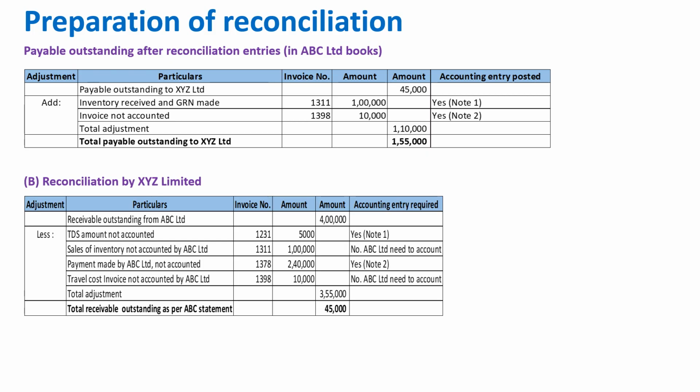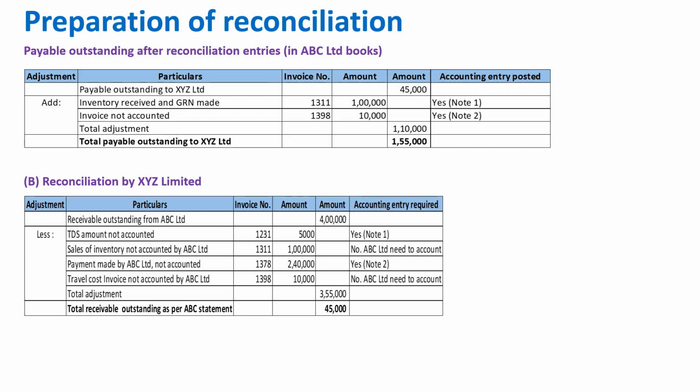Sales of inventory not accounted by ABC Limited, so less 1 lakh. So you are reducing your receivable because the other company has not recorded, right? You are trying to match with his books first. Then we'll decide the reconciliation entries. Payment made by ABC Limited not accounted, 2 lakh 40,000 rupees, right? You are reducing it because if you account, then automatically your receivable will come down. Travel cost invoice not accounted by ABC Limited, 10,000 rupees. Again, here also you're reducing your receivable because the other company has not accounted the invoice.